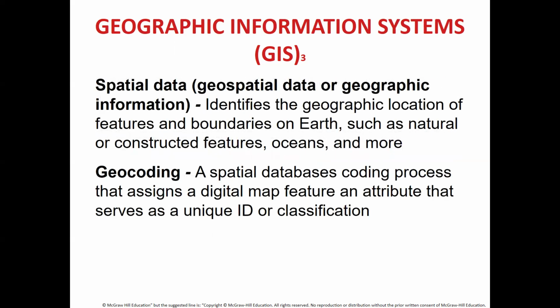Spatial data or geospatial data or geographic information identifies the geographic location of features and boundaries on Earth, such as natural or constructed features, oceans, and more. Okay, a very common example is Google Maps.